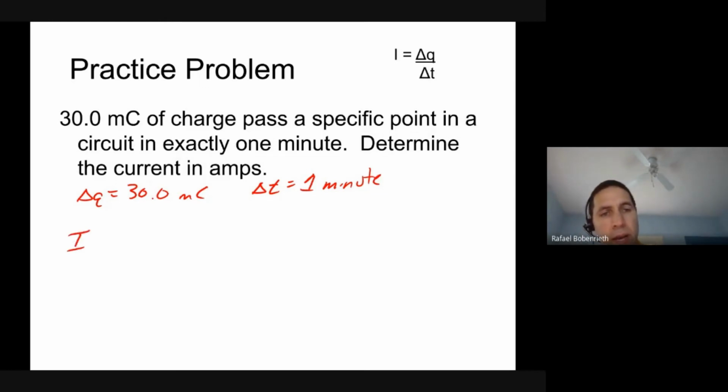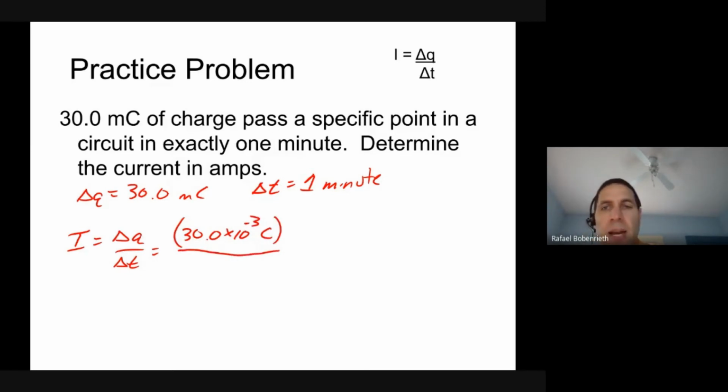So I'm going to say I equals delta Q over delta T. And I'm going to convert the delta Q to coulombs: 30.0 times 10 to the negative 3 coulombs. Milli is 10 to the negative 3. And the time has to be converted from minutes to seconds because, again, amps is coulombs per second. So this is going to be over 60 seconds.